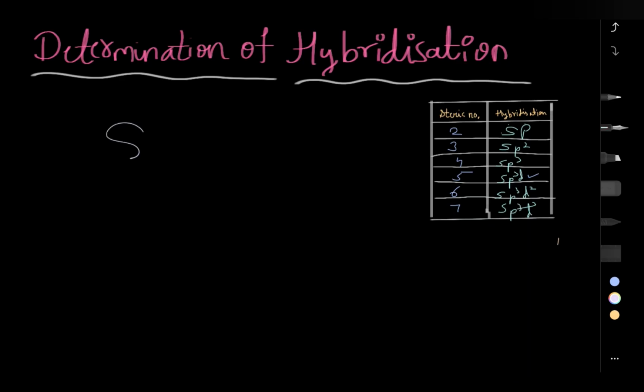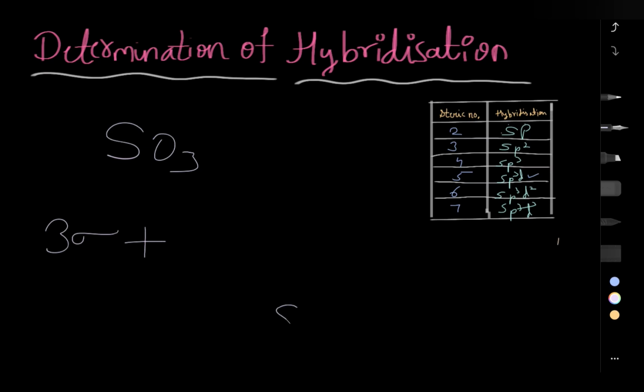Okay. SO3. In SO3 we have how many sigma bonds? We have to see the number of terminal atoms. So we have 3 here. It means that we have 3 sigma bonds. Next, what we have to see to find the steric number is the number of lone pairs.